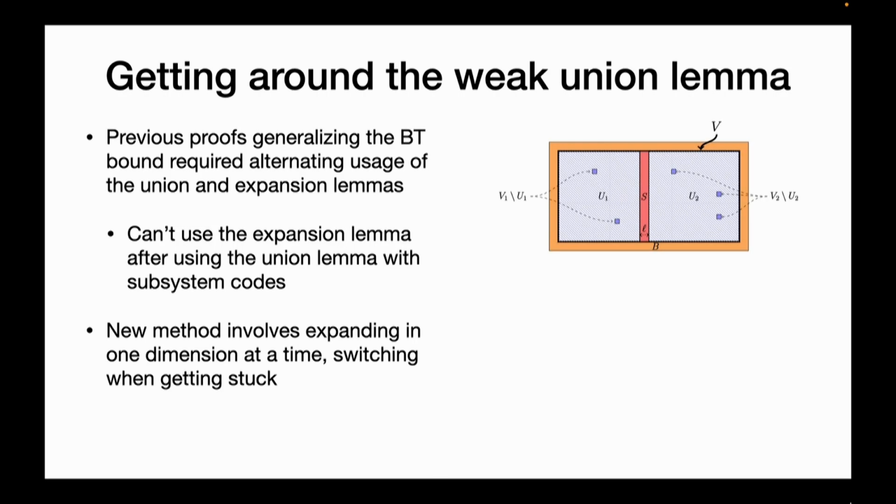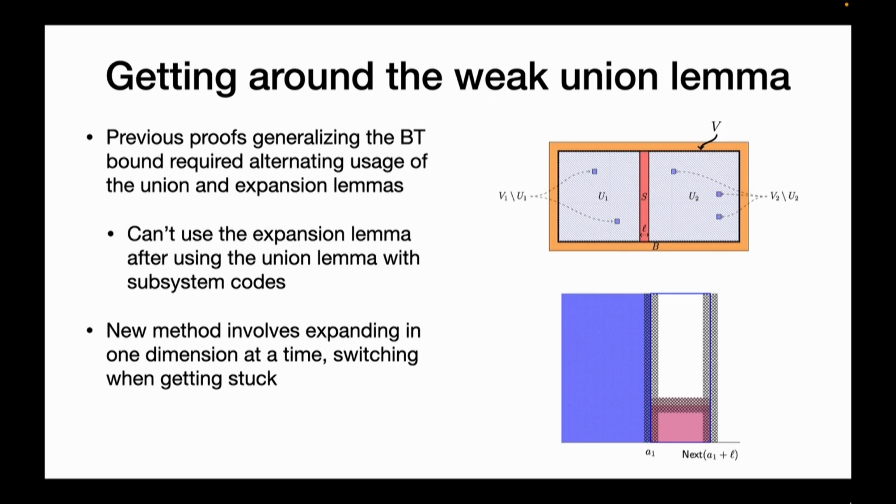So we came up with a new method that involves expanding in one dimension at a time and switching only when we get stuck. And one can show that this method does work. You don't ever get stuck without being able to keep going in a different direction. And so we basically avoid using the union lemma at all. We only use the expansion lemma to grow our really big set and eventually conclude that all the qubits are correctable. And so this is a new proof of the BT bound that wasn't around previously. This is the main difference between our current work and the previous work with stabilizer codes.